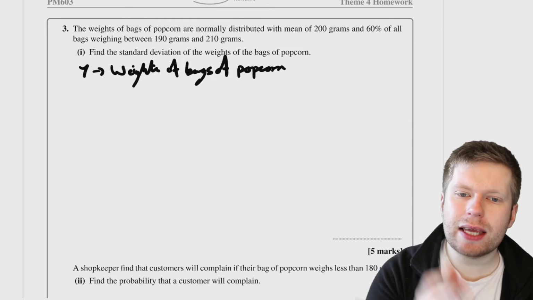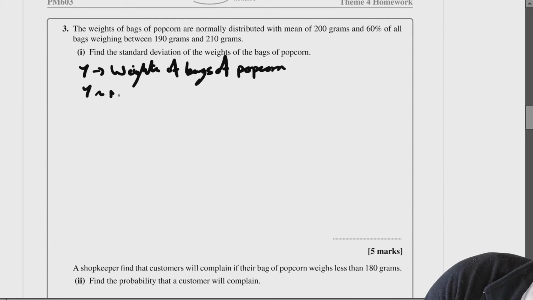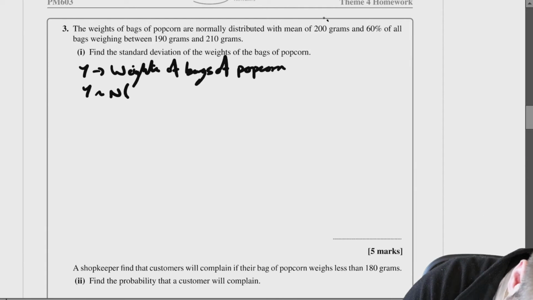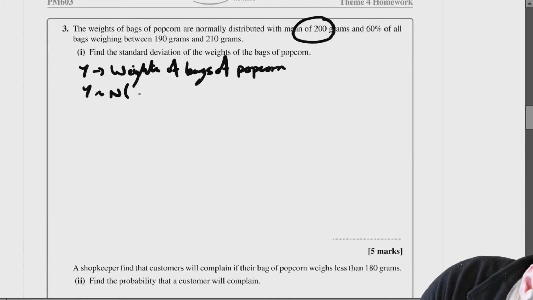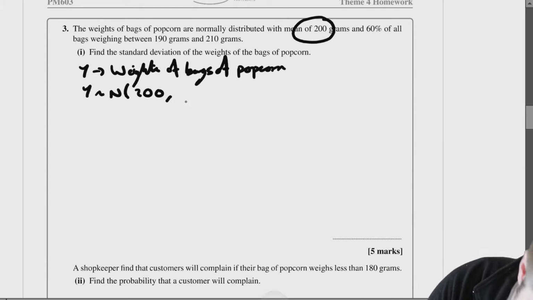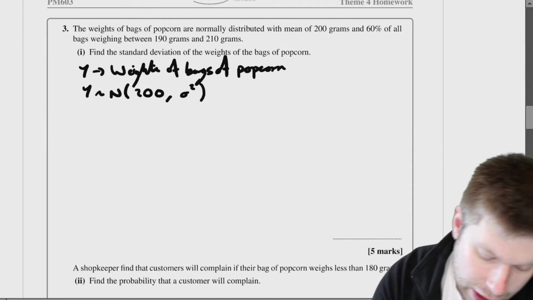So in this case, Y is the weights of bags of popcorn, and we're told that Y is normally distributed with a mean of 200 grams. Now, we are not told what the standard deviation is, so I'm just going to write the standard deviation as sigma. Of course the parameter that goes there has got to be the variance, so it's got to be sigma squared, the standard deviation squared.